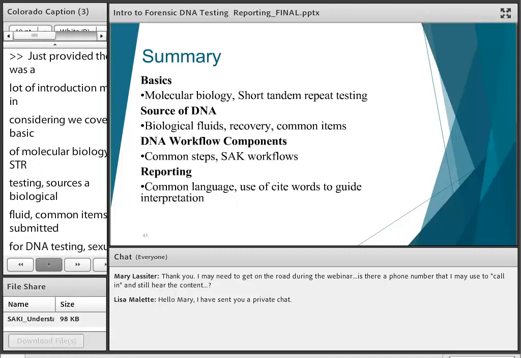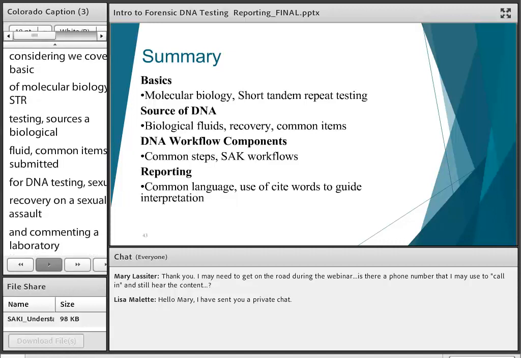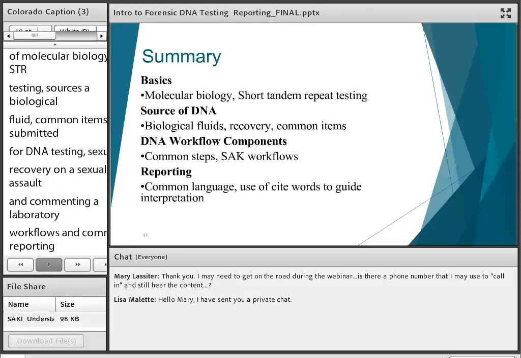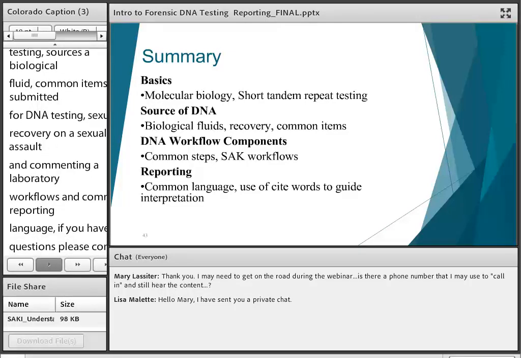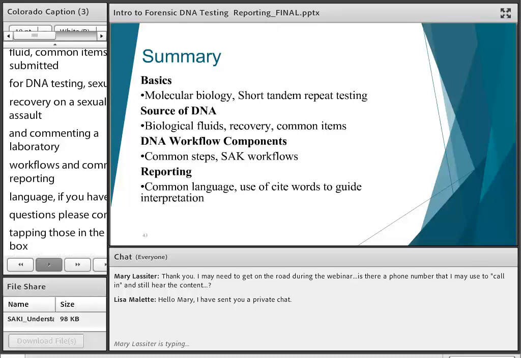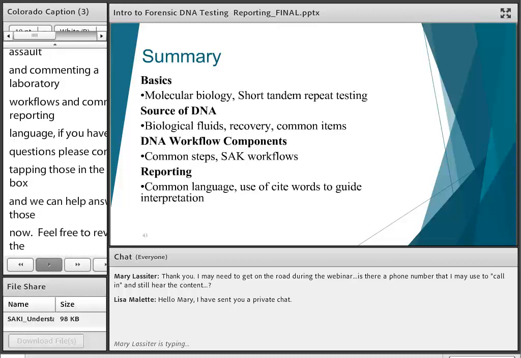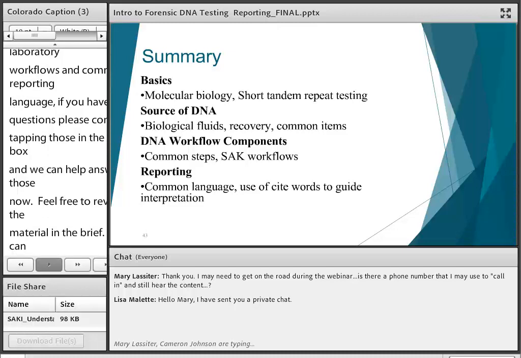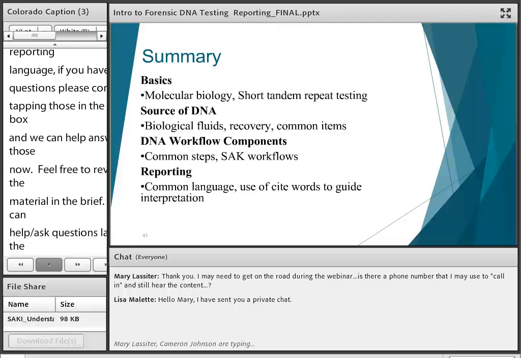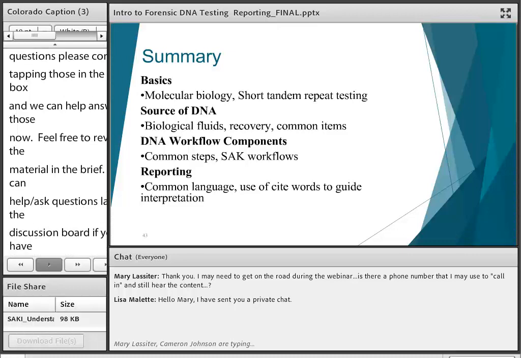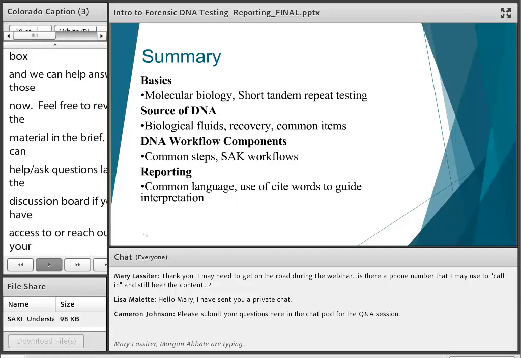So if you have any questions, please consider typing them in the chat box, and we can help answer them now. Feel free to review the material in the brief. You can ask questions later using the SACI discussion board if that's something you have access to, or reach out to your SACI liaison, especially if, given this material, you go back to your reports and now have questions about how certain things are reported, just so you can get a better understanding of how to use the DNA report in your investigation.